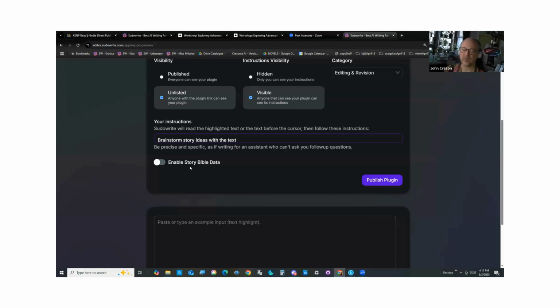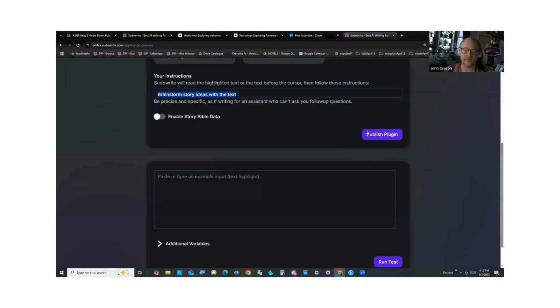I'm not going to enable story Bible data right now. So it says Sudowrite will read the highlighted text or the text before the cursor and then follow these instructions. And so mine is brainstorm story ideas with the text. This is be precise and specific, as if writing for an assistant who can't ask you follow-up questions. So this is information for you for how to write this. So I'm going to work with that.